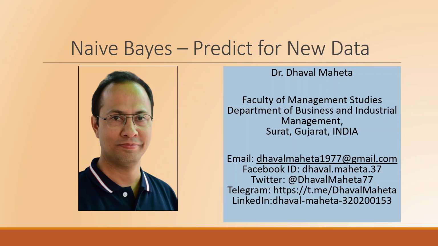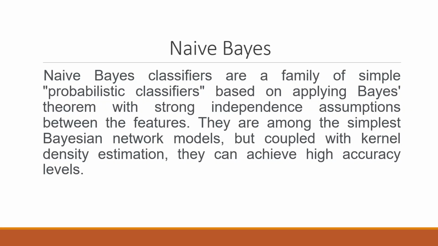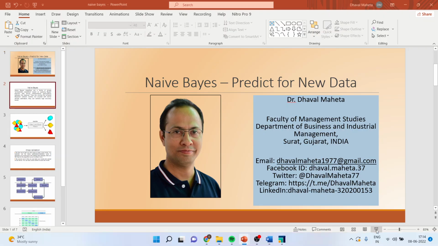This is Dr. Dhaval Maheta, and today we will try to understand how to do the prediction from the new data set with the help of Naive Bayes in RapidMiner. So the Naive Bayes classifiers are a family of simple probabilistic classifiers based on applying Bayes' theorem with strong independence assumptions between these features. They are among the simplest Bayesian network models, but coupled with kernel density estimation, and because of this, they achieve high accuracy limits. Now, how we can predict for the new data set, let us see in RapidMiner.